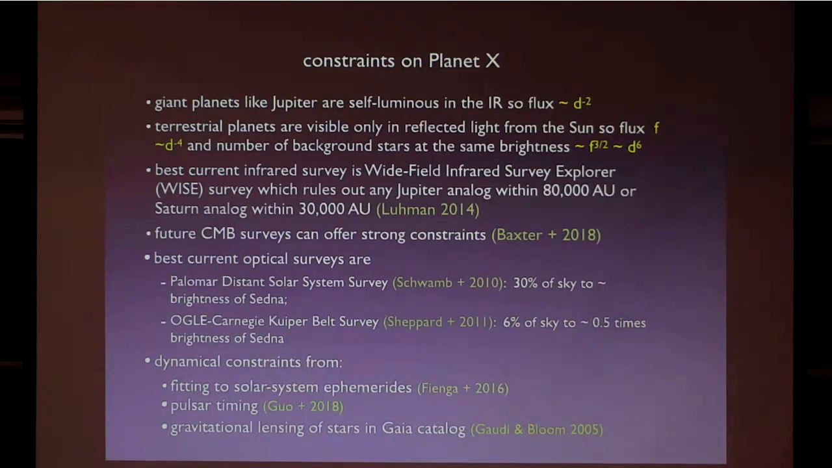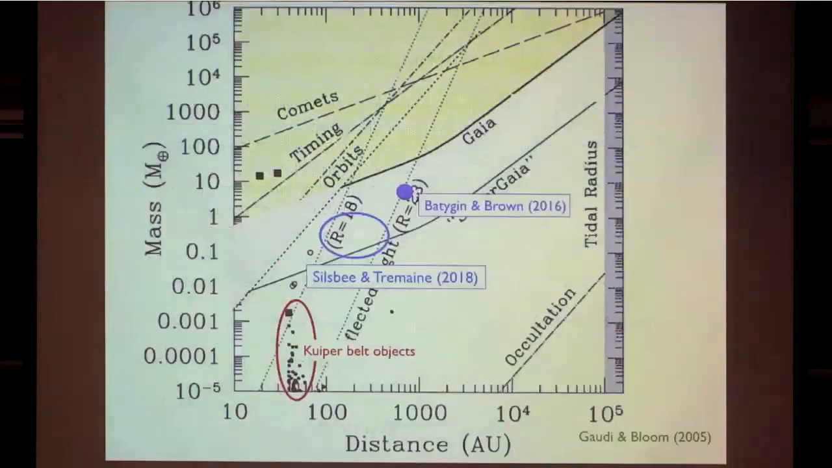And finally, there's the possibility that the planet can be discovered by gravitational lensing of stars in the Gaia catalog. As the planet moves along, it will cause a moving distortion in the positions of stars that could be detectable once we have the full Gaia data release.